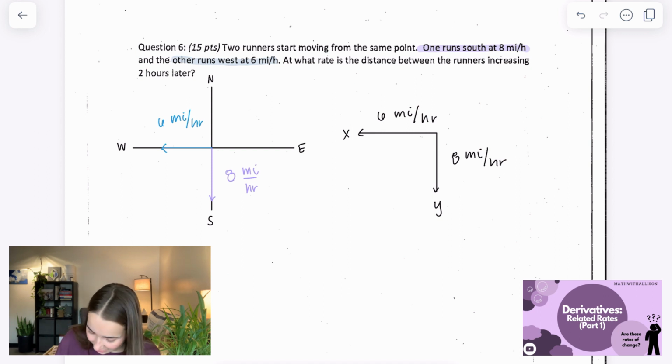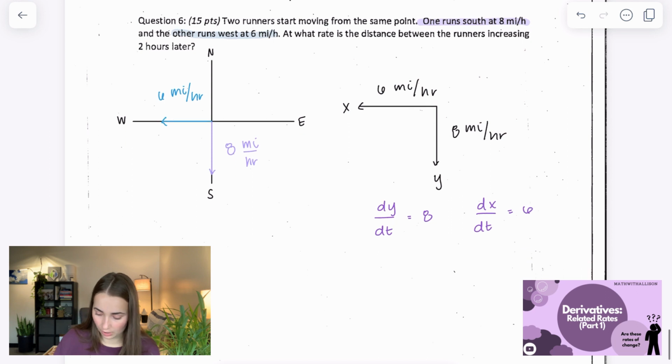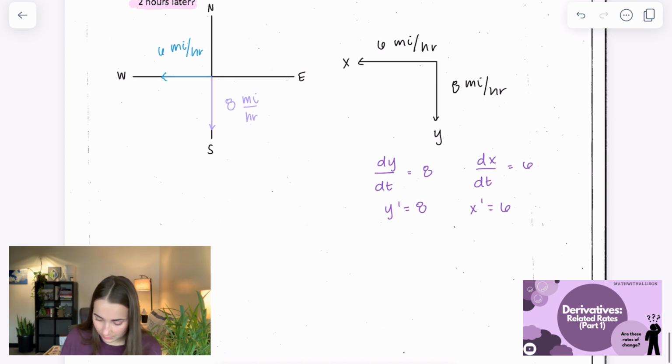So this tells me that the derivative of y with respect to time is going to be 8, and the derivative of x with respect to time is going to be 6. Another way you can think about this, if you like the primes, is y prime is equal to 8 and x prime is equal to 6. You can think about it either way. Now let's talk about the moment of interest, and that's the rate that the distance is increasing 2 hours later. So let's go ahead and draw a diagram for 2 hours.